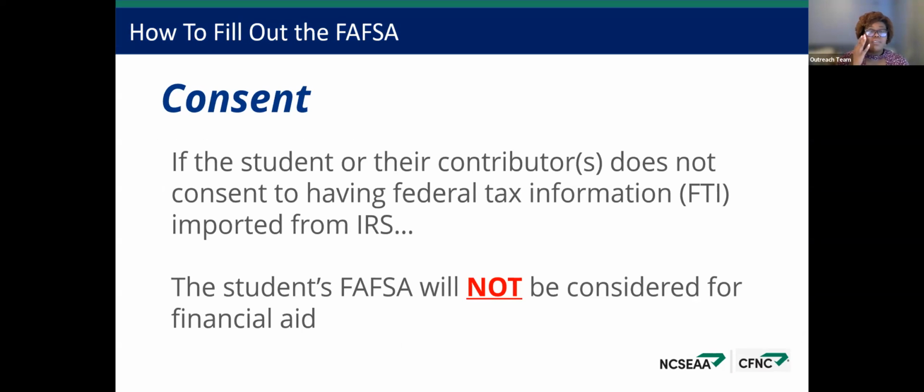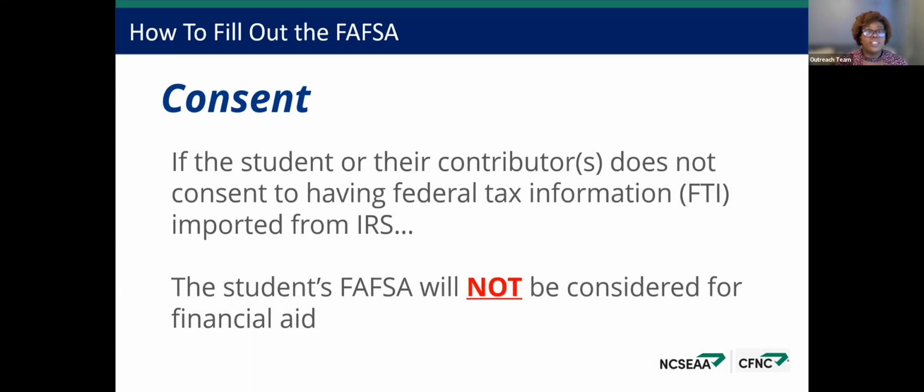In order for a student's FAFSA to be considered, every contributor, students and parents, have to consent to having their federal tax information imported from the IRS in a process called the direct data exchange. The way that it should work is that students and parents approve the direct data exchange from the IRS to the FAFSA, and they're able to move forward with the application. They don't have to manually input their tax information. Instead, it'll be transferred directly from the IRS.